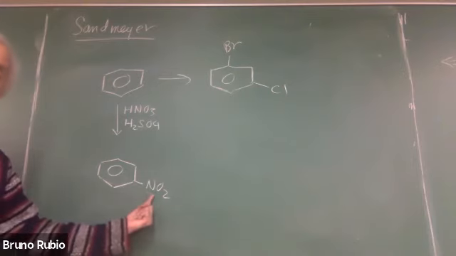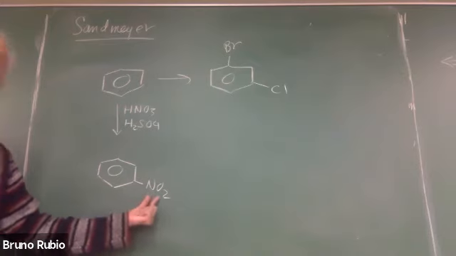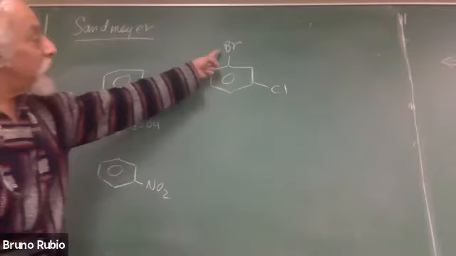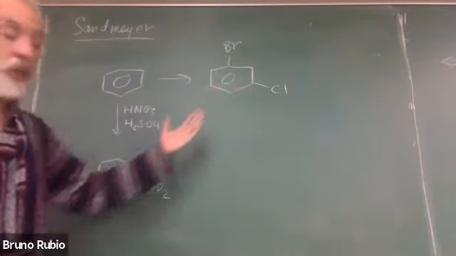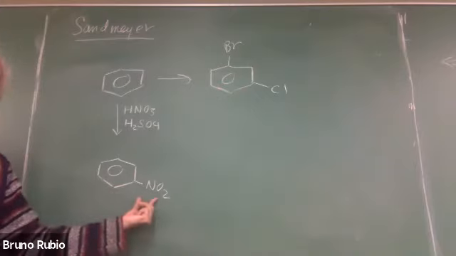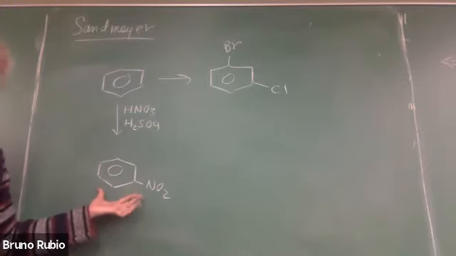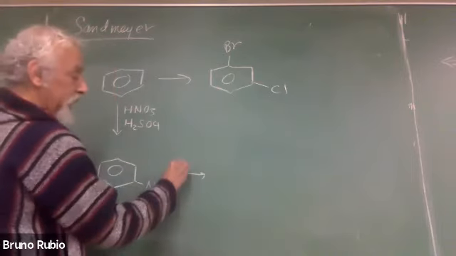This nitro group is a meta director, right? And I need these two substituents to be meta to each other. So by putting on this nitro group, now this guy can undergo a reaction that's going to set up the meta orientation. So now I'm going to brominate.